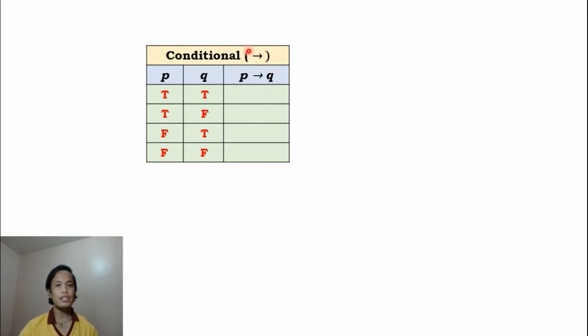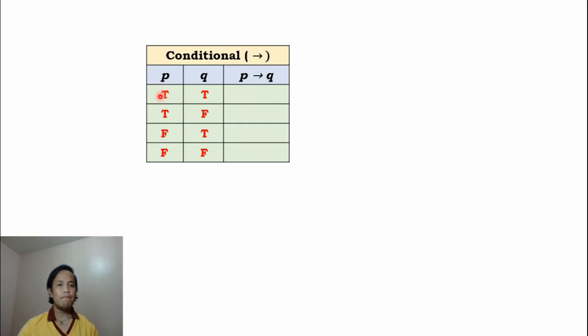The symbol for conditional statement is this arrow. That means P implies Q. We have here the hypothesis and conclusion. This is also called the if-then statement. So we have four possibilities for our statements P and Q. Then we have here the compound statement P implies Q.